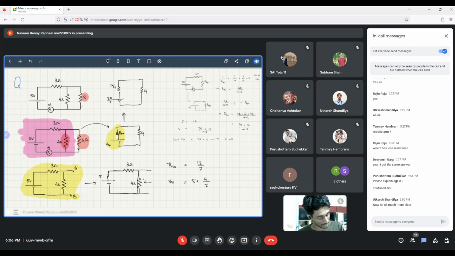These are clearly resistors in series. So if you are going to solve for this, the equivalent resistance here is 12 by 7 plus 4, which is equal to 40 by 7. I will copy this into the next page.